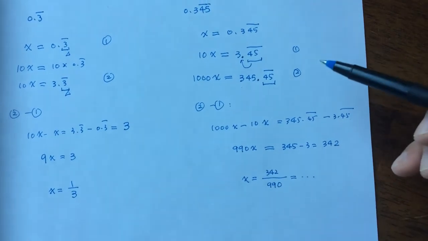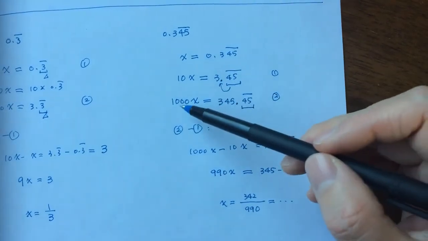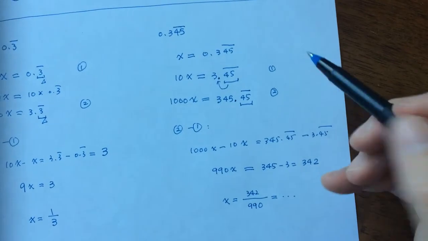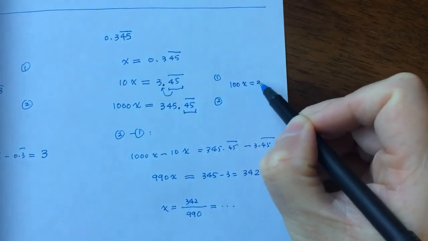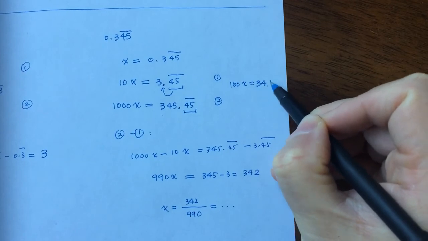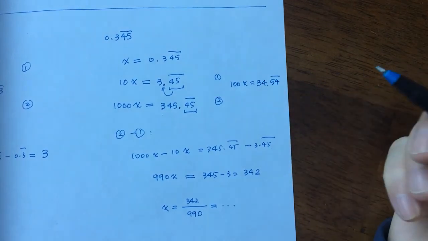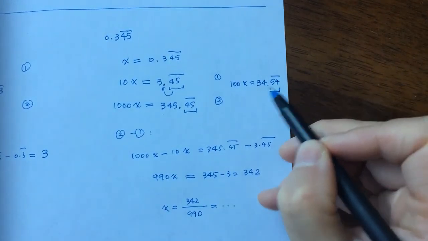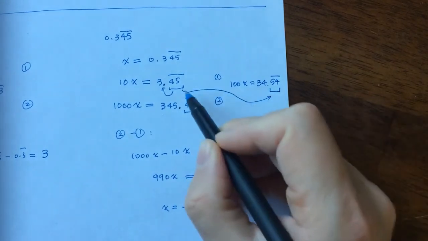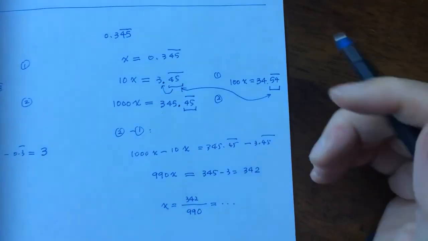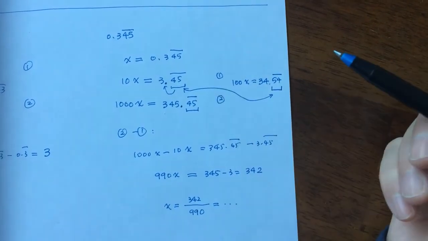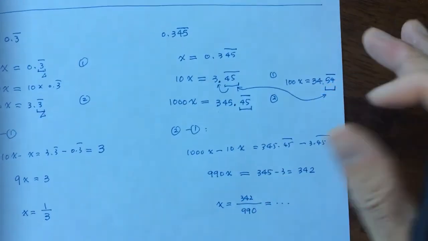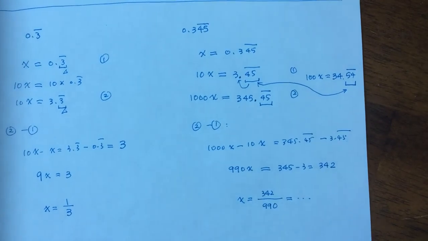Just one question left: why do we multiply by 1,000 instead of 100? Let's say you multiply by 100. What you have is 34.5 with 45 repeating, so 3, 4, 5, 4 repeating. You will not end up with the same repeating block as this. That's why you cannot do the subtraction and take out the repeating blocks. So this is the standard way to change repeating decimals to fractions.